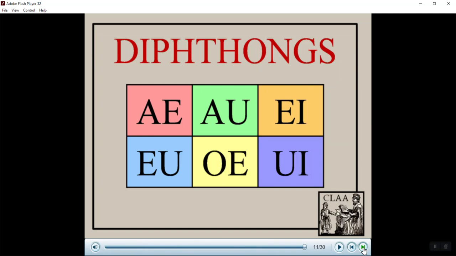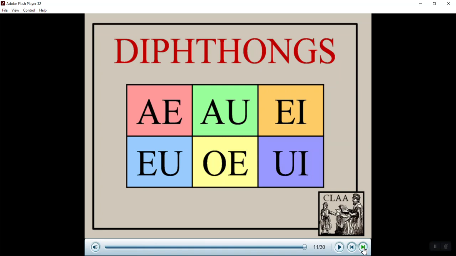Point to the syllable in the red box. This is the diphthong I. Point to the syllable in the green box. This is the diphthong ow. Point to the syllable in the orange box. This is the diphthong a. Point to the syllable in the light blue box. This is the diphthong ew.